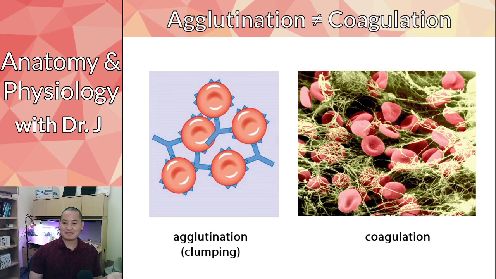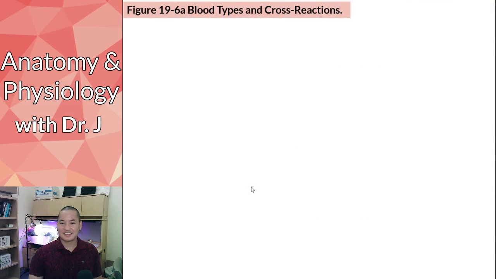Again, red blood cells are involved in both, but different proteins and different mechanisms. So again, this is from immunoglobulins, and this is from fibrin, that coagulation cascade. So yeah, they sound similar, but they refer to different phenomena.